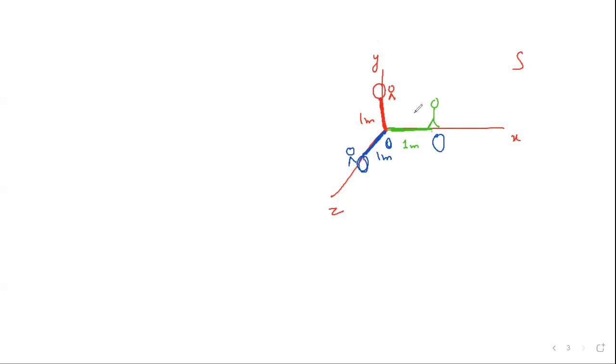So they are instructed by this observer S to preset this clock. It will have some dial, and the dial should read 3.33 nanosecond. Let me correct it to be precise.